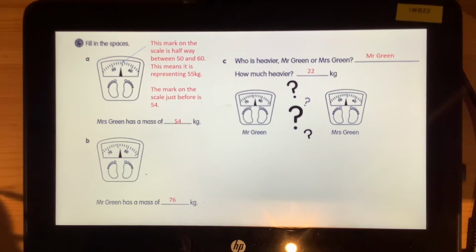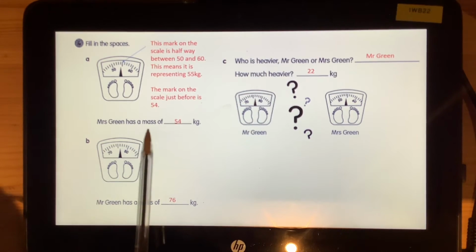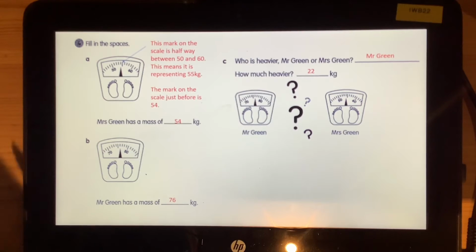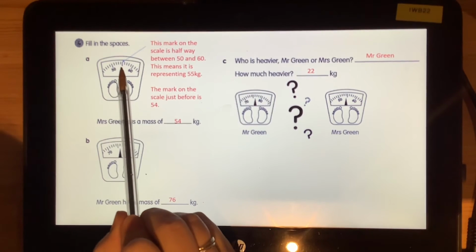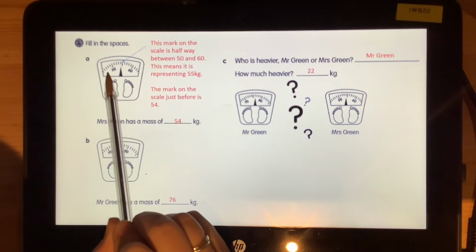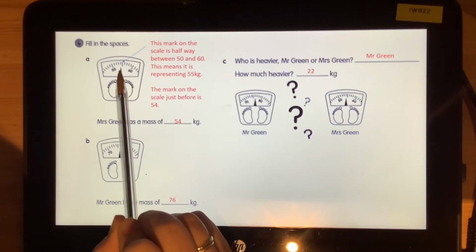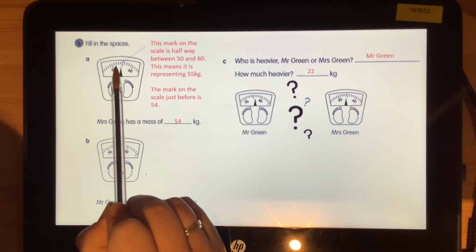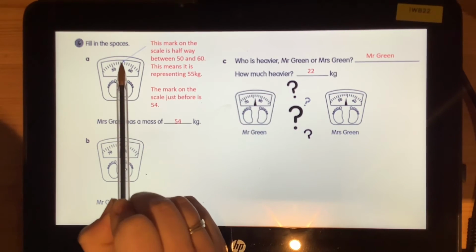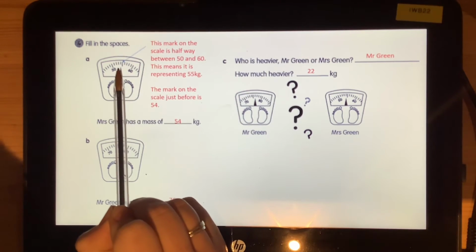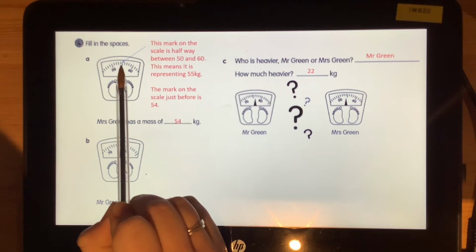Then we had to fill in the spaces. So Mrs. Green has a mass of, and then there was an empty gap. Now we needed to look really carefully at our scales. This mark here is the mark halfway between 50 and 60. And we know that halfway between 50 and 60 is 55. Now, there are also 1, 2, 3, 4, 5 points. That's the other reason we know that is 55, because it is halfway between, and we have 5 points.